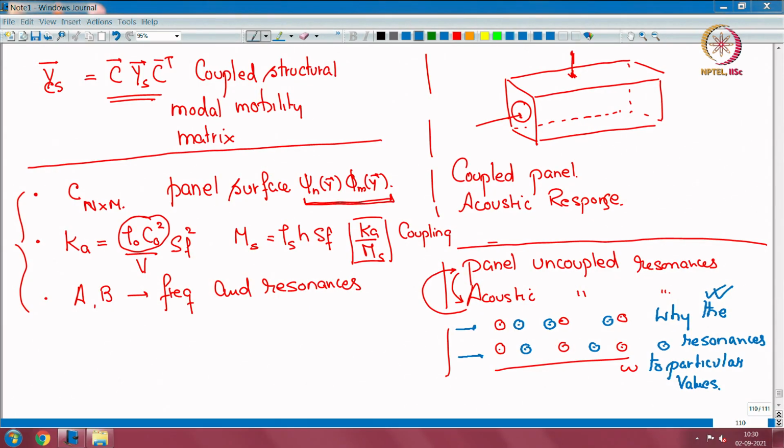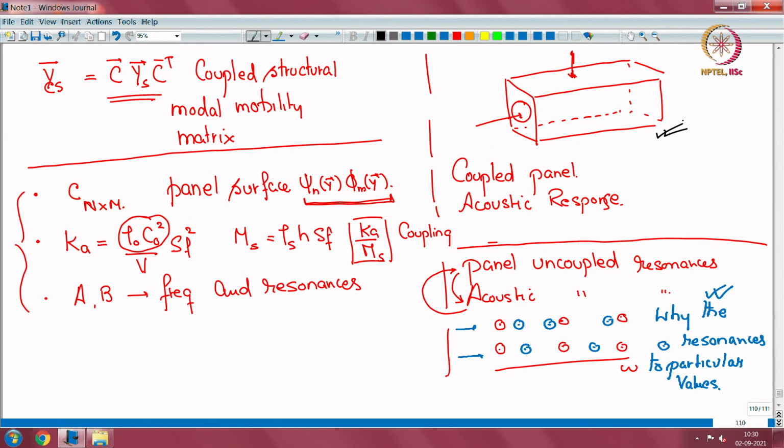Good morning and welcome to this following lecture on sound and structural vibration. We are looking at a panel vibrating with a backed cavity. Okay, and last time I showed you this schematic here.